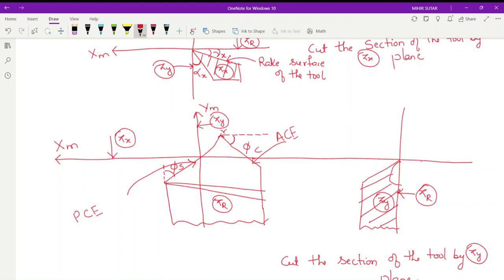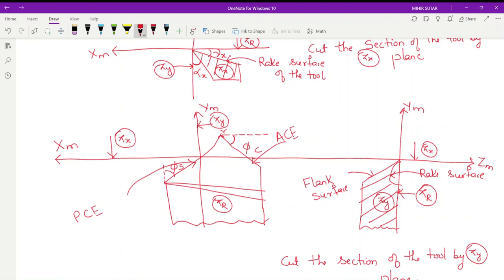So this is the rake surface of the tool, this is the rake surface, and this is the flank surface. So this is y m. This is the pi x plane. This is along the velocity vector.